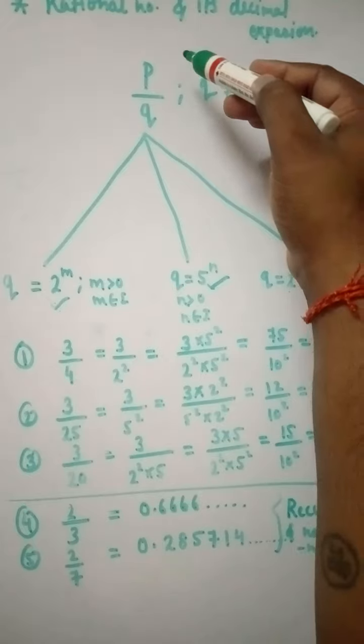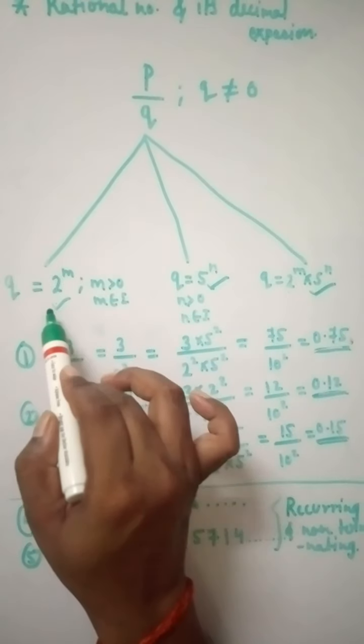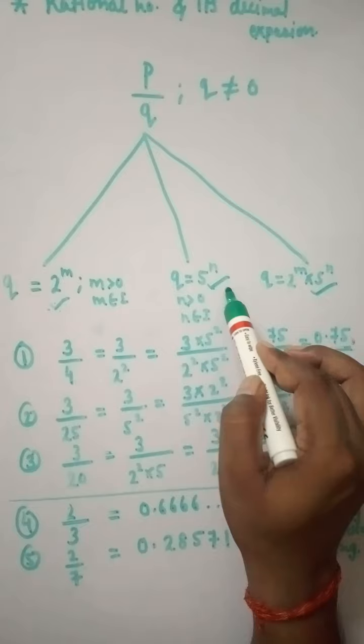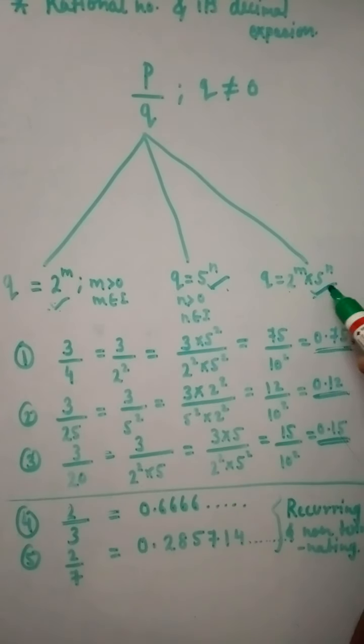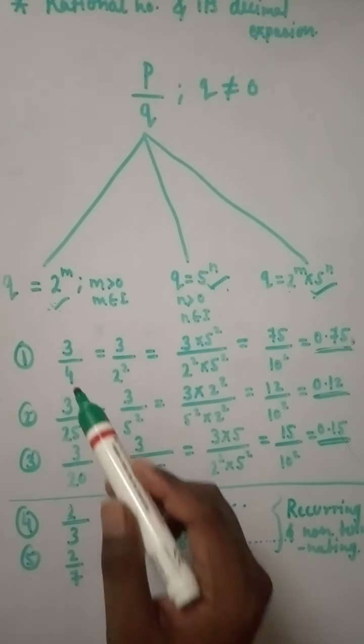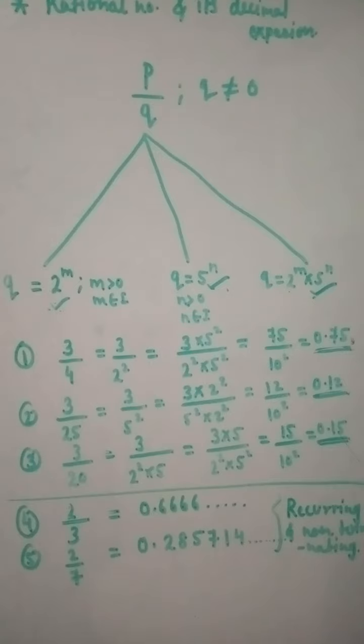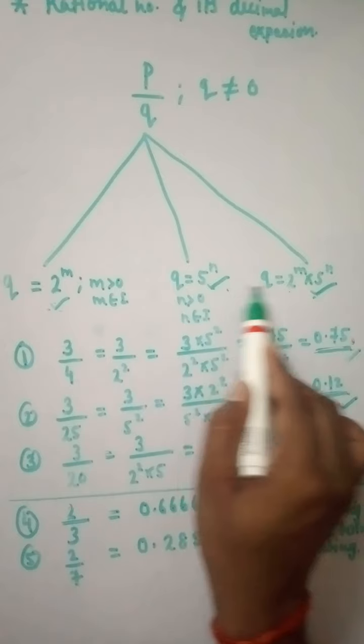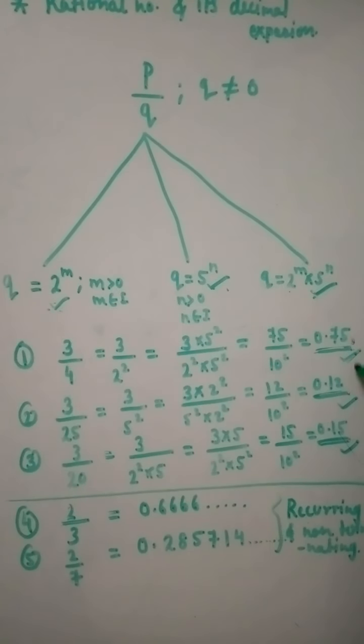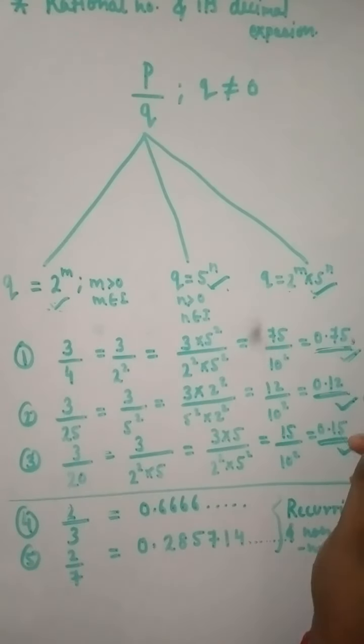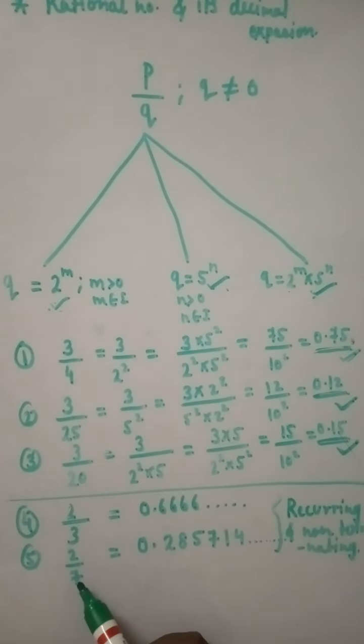Any rational number is of the form p by q. If your q is of the form 2 raised to m, 5 raised to n, or 2 raised to m into 5 raised to n, where m and n are positive integers, these examples demonstrate that the decimal expansion is a terminating decimal expansion. And when you have any other number, for example 2 by 3 and 2 by 7, they are examples of recurring and non-terminating decimal expansions.